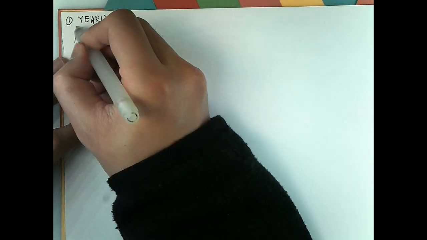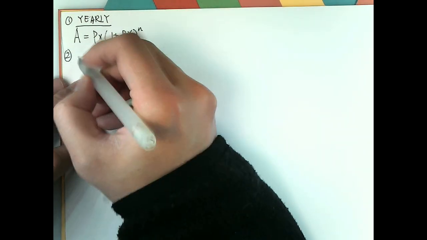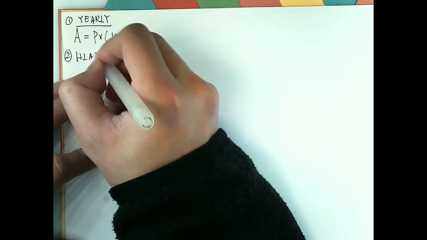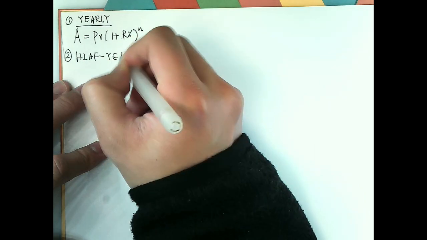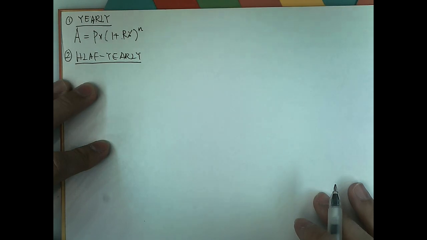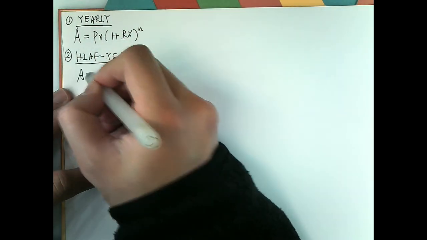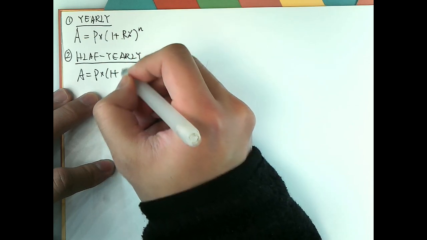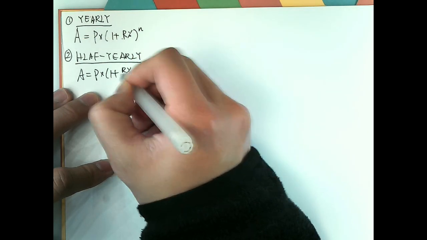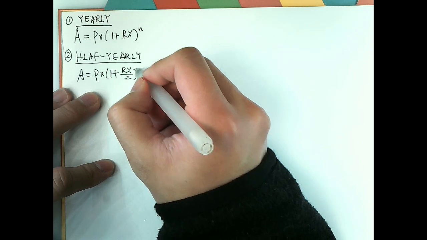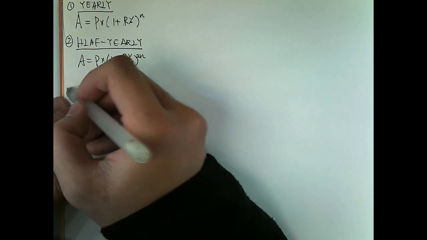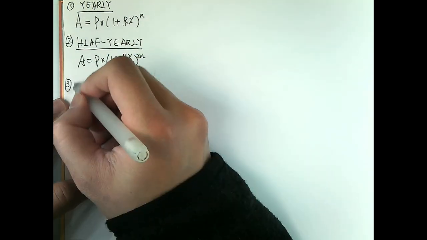Yearly. Then we can have half yearly, right? So the formula A will become P times bracket, because half yearly, you have to divide it by 2, understand? And then here is 2n, I mean the power. And then 3, it could be quarterly.